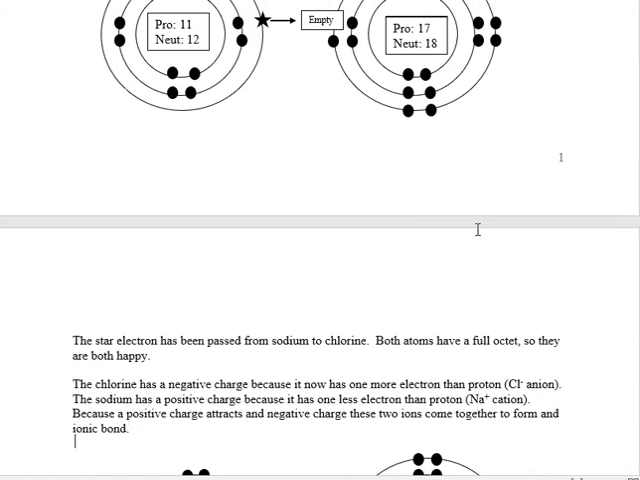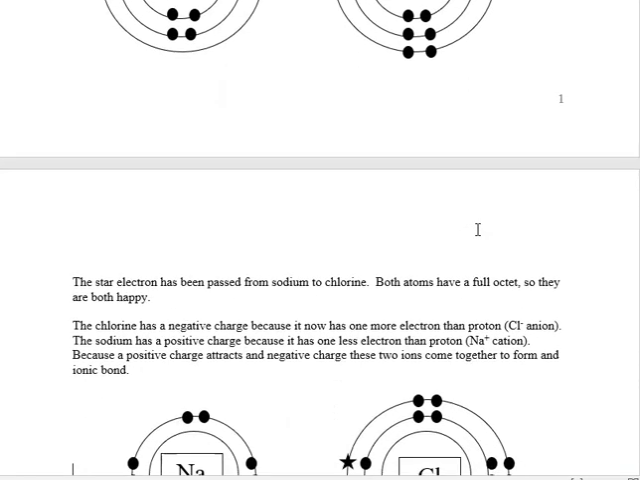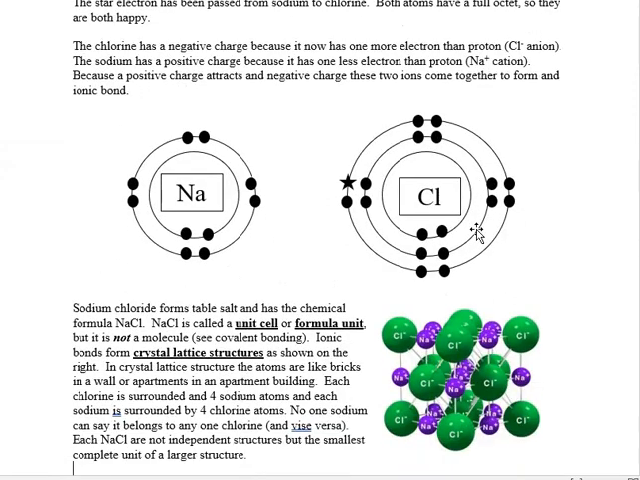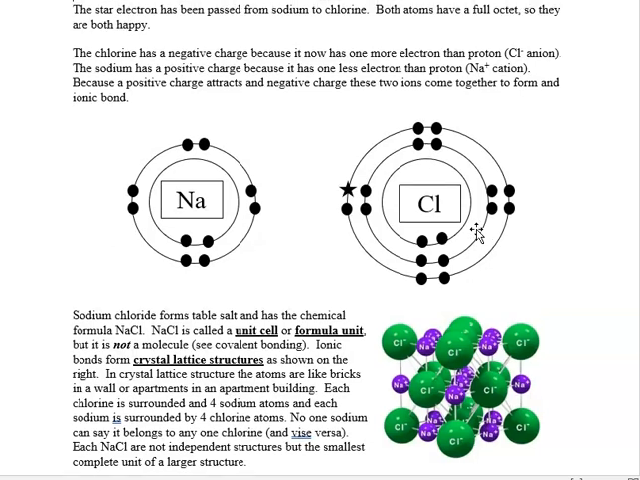The extra electron has been passed from the sodium to the chlorine. Both atoms have full octets, so they're both happy. The chlorine has a negative charge because it now has one more electron than proton, so it's a Cl minus anion. The sodium has a positive charge because it has one less electron than proton, so it's a sodium plus cation. Because a positive charge attracts a negative charge, these two ions come together to form an ionic bond.